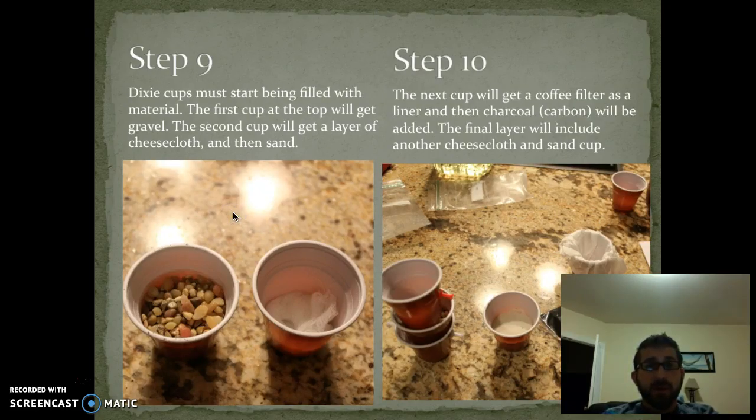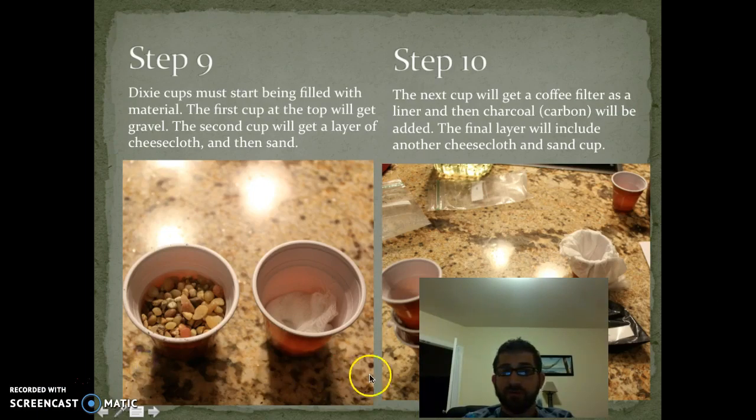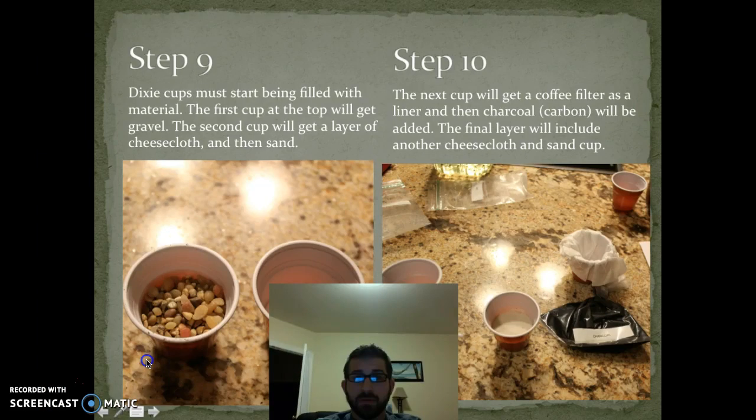The Dixie cups now are going to be filled with the various materials, starting with the gravel, the next one with sand on top of this cheesecloth, which I've then stacked. Then the next one here I also have prepped with cheesecloth and sand. And then over on the side here, it's actually beneath my head. See if I can move my face here for us. You can see the charcoal and you can see the coffee filter that it's going to go in.